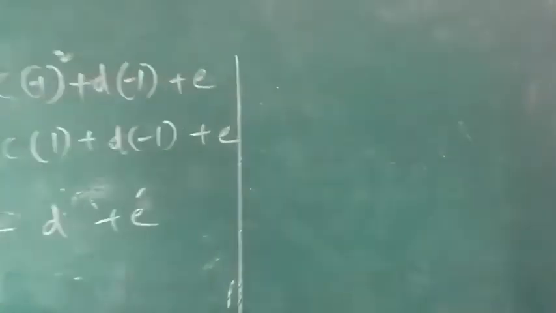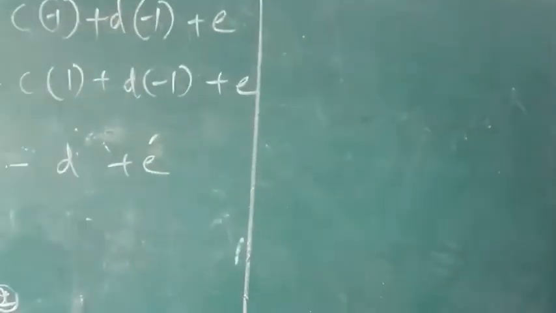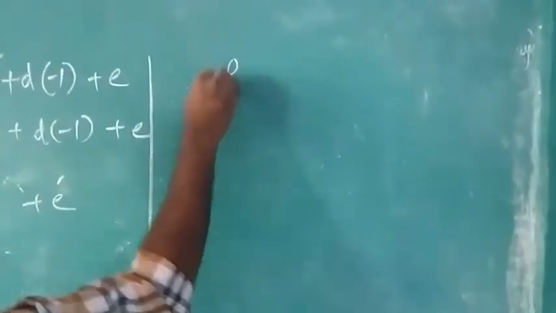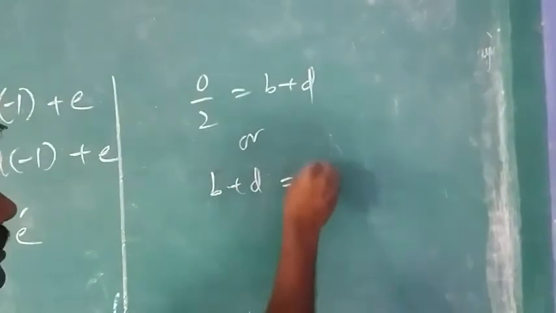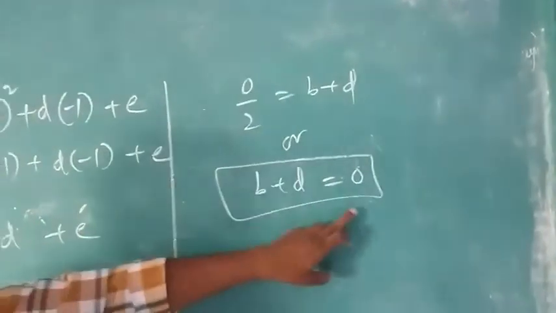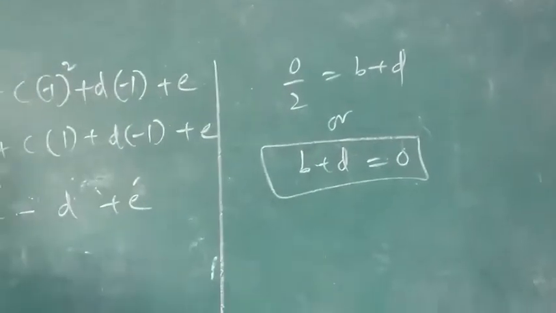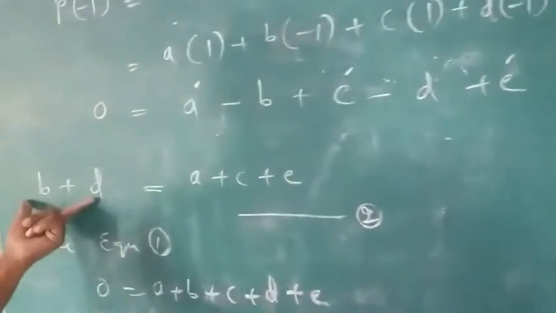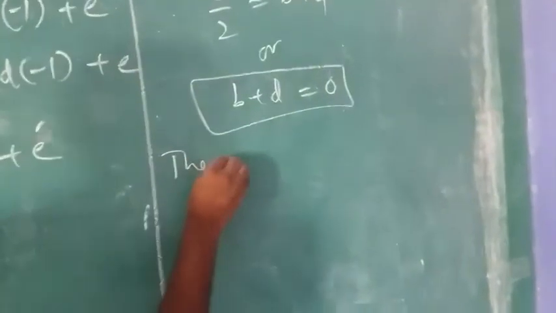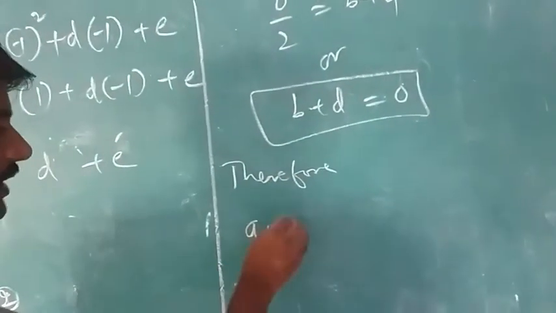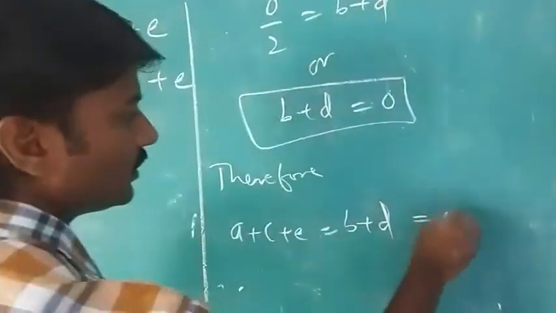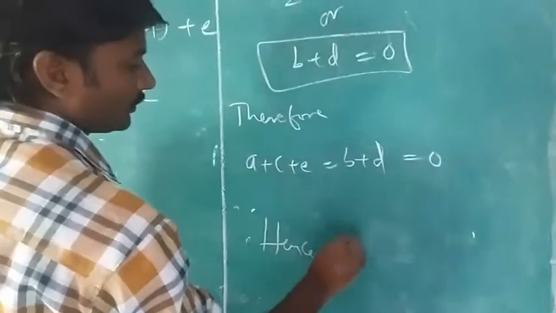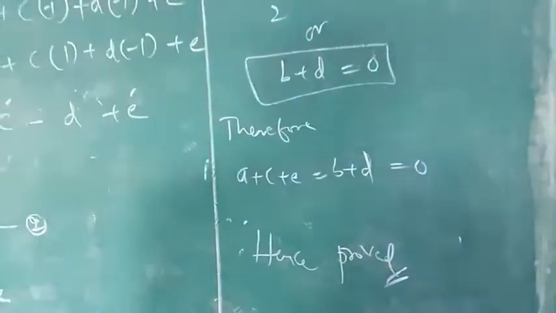Transpose, children. 0 on 2 is equal to b plus d, or else b plus d is equal to 0. 0 on anything is 0, children. Now you see, from the second equation, a plus c plus e is equal to b plus d. Update here. Therefore a plus c plus e is b plus d, and b plus d is equal to 0. Understood, children? Once you go through it, it is clear.